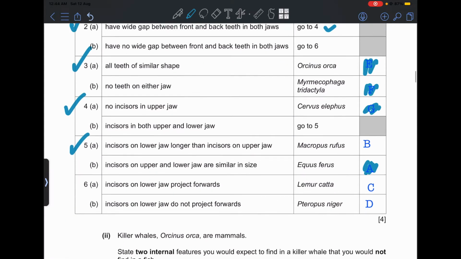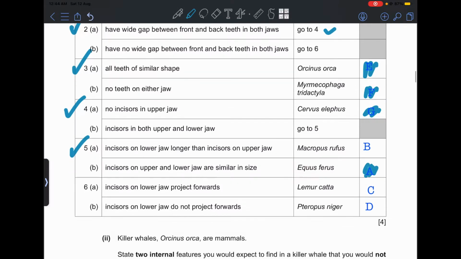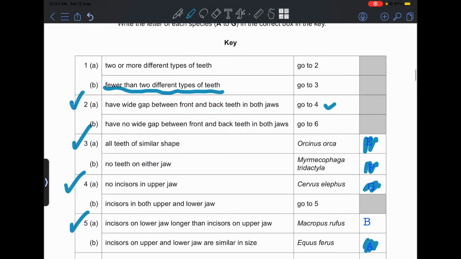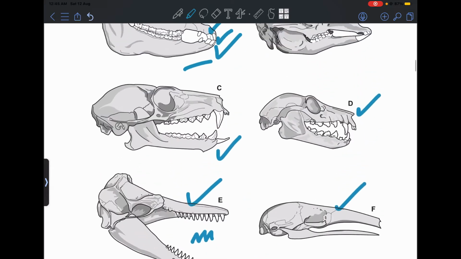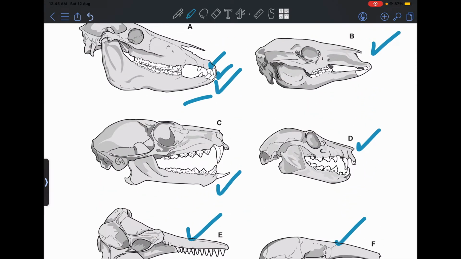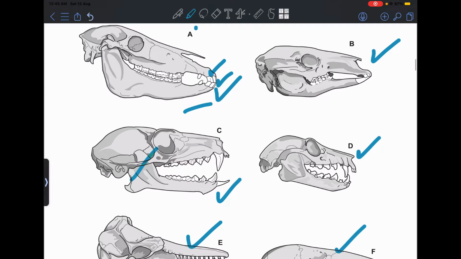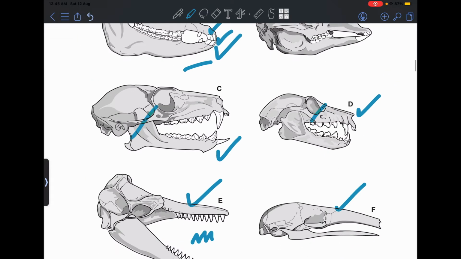So let's continue over here. Let's see the other option, the 2 or more different types of teeth. We finished this one too. Let's see the other option in 2. B says have no wide gap between front and back teeth in both jaws. So let's see over here which ones do not have wide gap. This is actually C, this one, and also D, and that's it. It's only C and D.